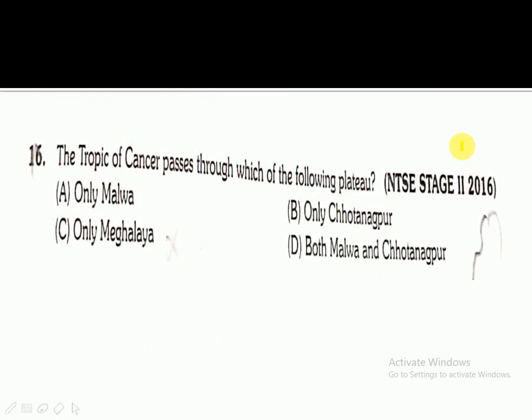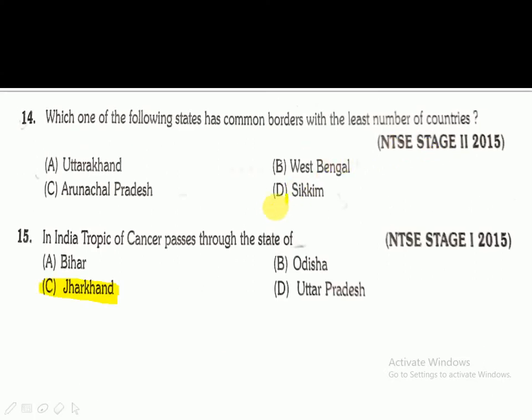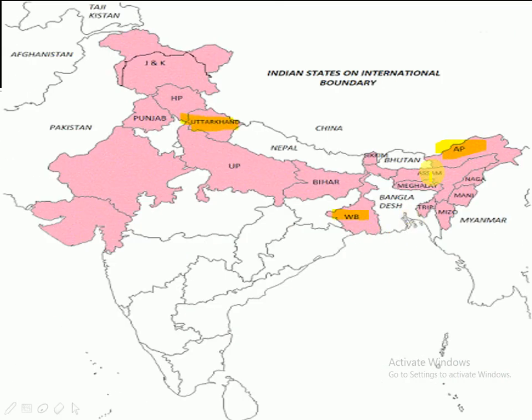Then Sikkim. Sikkim is this. Okay. So if you see, Arunachal Pradesh shares boundary with two countries, namely Nepal and China. If you see West Bengal, it shares with Bangladesh, it shares with Nepal.